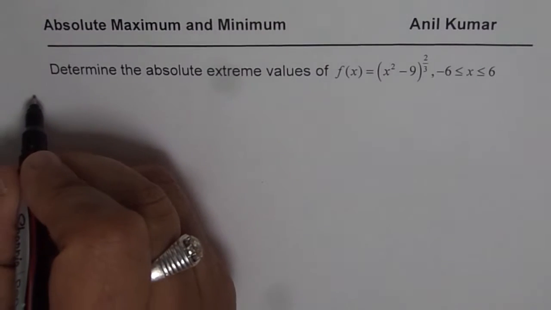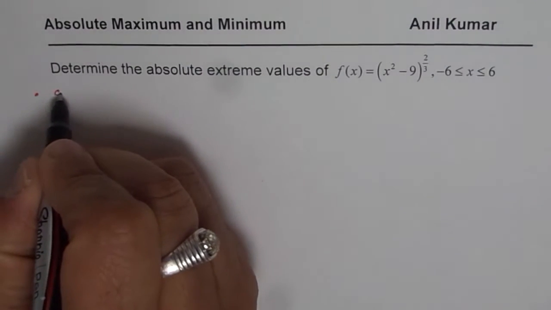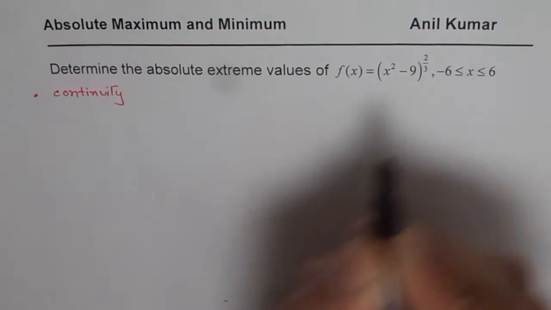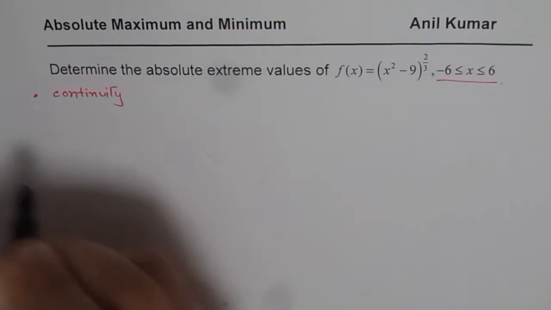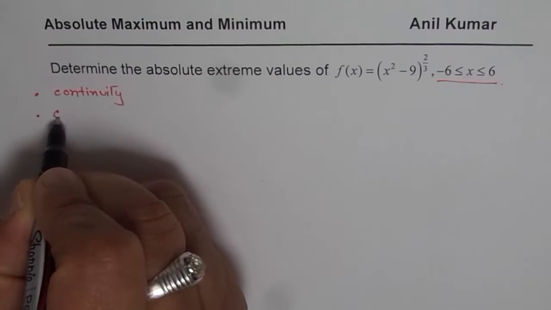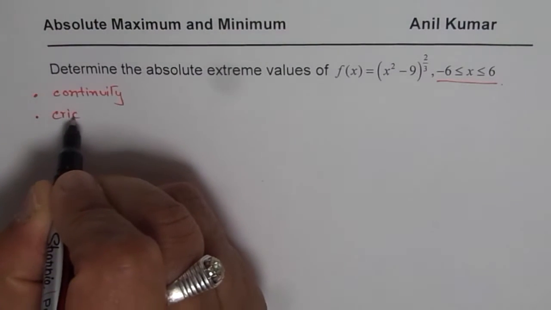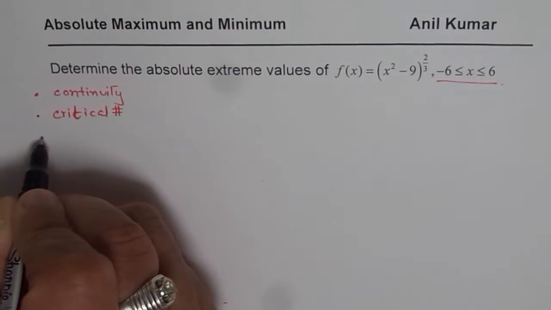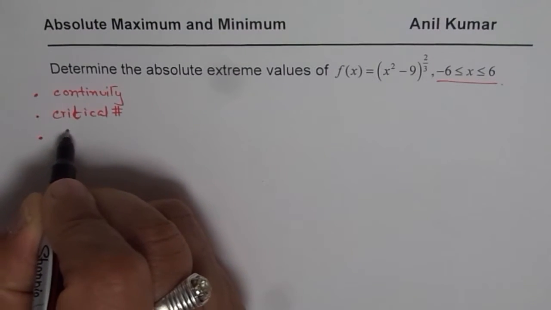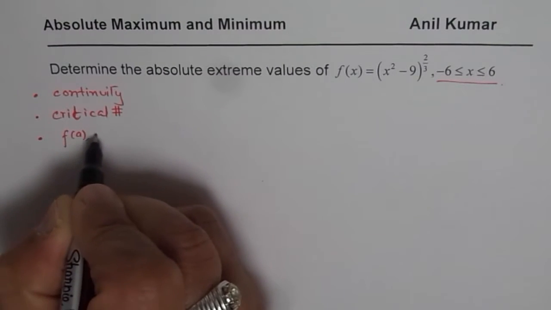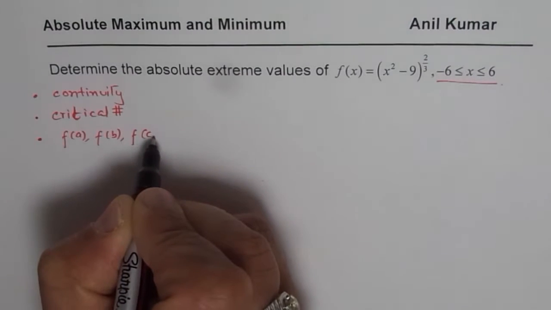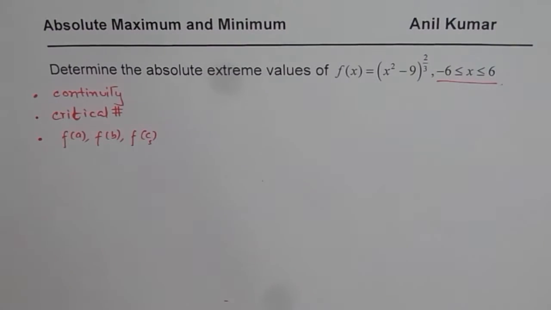So we'll follow three steps. The first step is to find continuity. The function should be continuous in this particular domain. Second step is to find critical numbers. And third is to find values of f of a, the lower bound, f of b, the upper bound, and f for all the critical numbers. I should write c's, right? There could be more than one critical number.